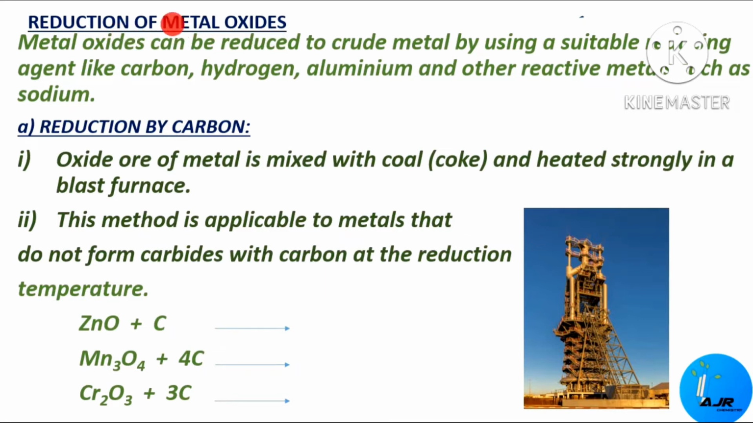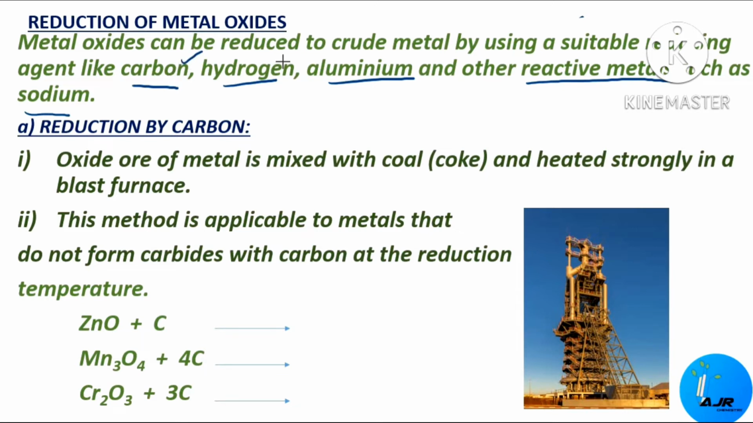The next important step is the reduction of metal oxides. This comes under extraction of the crude metal from the concentrated ore. The second step is the reduction of metal oxides. The metal oxides can be reduced to crude metal by using a suitable reducing agent like carbon, hydrogen or aluminium, and even reactive metals such as sodium can be used.